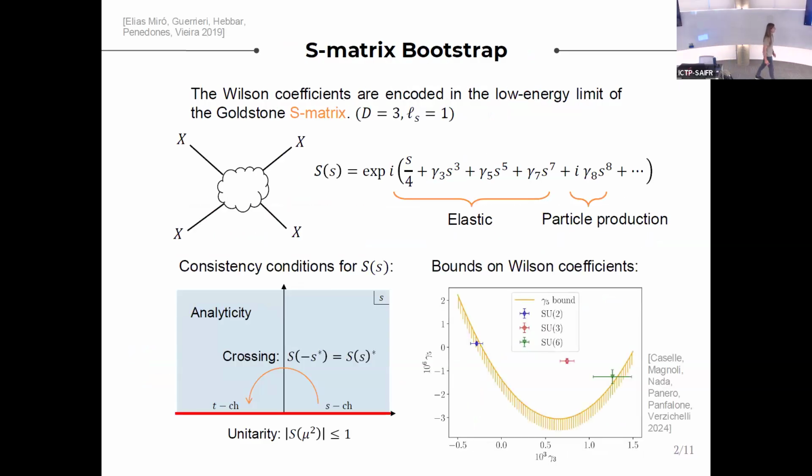Okay, so we were here. The idea is that with the asymptotic matrix bootstrap, you can put some bounds. Here I've shown one as an example, these orange bounds in gamma 3 and gamma 5, and the Wilson coefficients have to be above this curve. And indeed, people measure this on the lattice, and they compare nicely with the bounds. They're within the bounds.